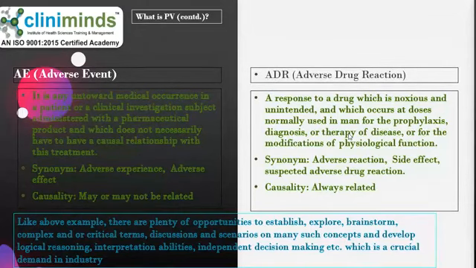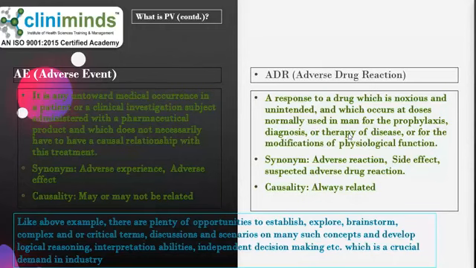Adverse drug reaction, a response to the drug. So if in the adverse event it was a medical occurrence, in the adverse drug reaction it is a response. For a response there must be something incorrect. A response to a drug which is noxious and unintended, and which occurs at doses normally used in man for the prophylaxis, diagnosis or therapy of disease, or for the modification of physiological function. Synonym: adverse drug reaction, side effect, suspected adverse drug reaction. Causality is always related. So there is some causality. There is an establishment of causality, either yes or no, but there is a causal relationship which cannot be ruled out. It will always be there. So this is something which we need to understand.